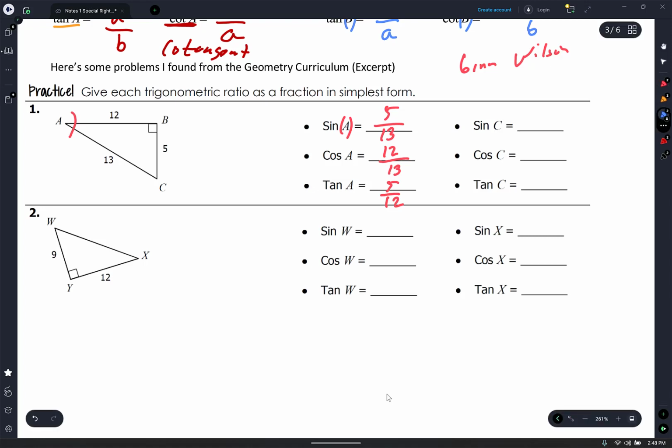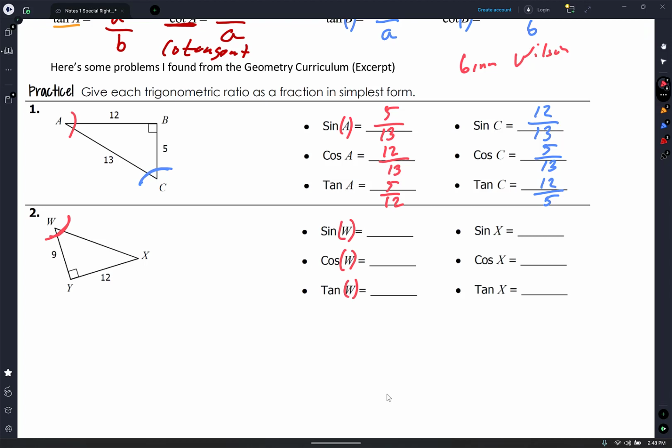I'm going to change my colors. I'm going to pick sky blue. Now I'm going to put it right here at angle C. Sine of C. Opposite over hypotenuse. What is it? 12 over 13. Cosine C, what is it? 5 over 13. Tan C, 12 over 5. Good job, guys. See? Basic. Let's go to number 2. I'm going to change my colors again. I'm going to go to W, sorry. All right, here we go.